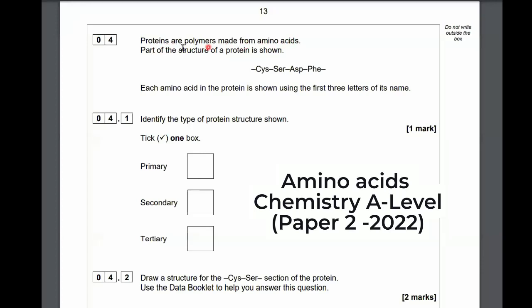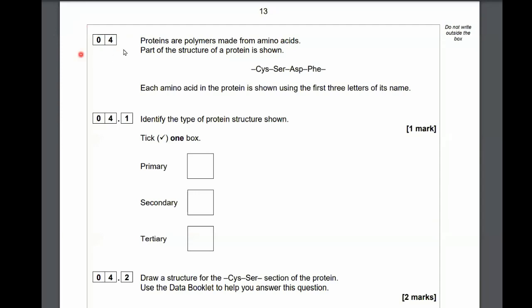This is an amino acid question from 2022, paper 2. Question 4. Proteins are polymers made from amino acids. Part of the structure of a protein is shown. We've got cis, asp, and fer. These are abbreviations for amino acid names. Each amino acid in the protein is shown using the first three letters of its name. Identify the type of protein structure shown.